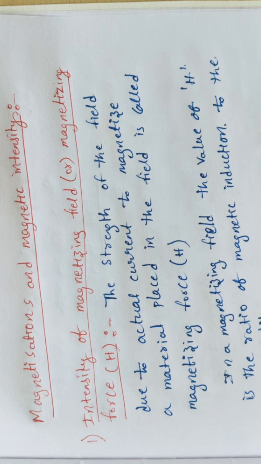Those are magnetizations and magnetic intensities. In this class, I will discuss the magnetizing force. Next, the intensity of magnetization. Then magnetic susceptibility. Next, magnetic permeability. Next, relative permeability. And finally we will get one relation between susceptibility and relative permeability. Those things I want to discuss with you in this class.